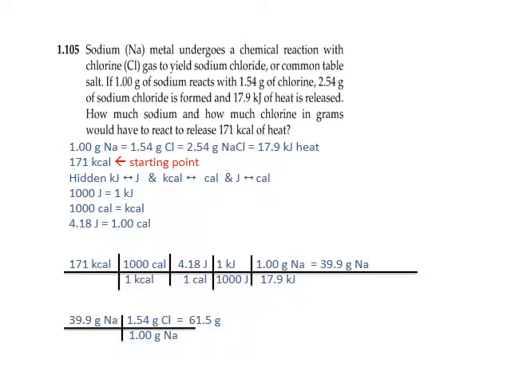I just went there because it first asked for the amount of sodium, so I went with the amount of sodium. Once I found this, sometimes once you have solved a problem, you can use that answer as your starting point for the next question. So it asked how many sodium and then how much chlorine could be made. So I know that I can relate the amount of sodium to the amount of chlorine. So 39.9 grams of sodium is my starting point, and 1 gram of sodium corresponds to 1.54 grams of chlorine. So I can just calculate that directly.